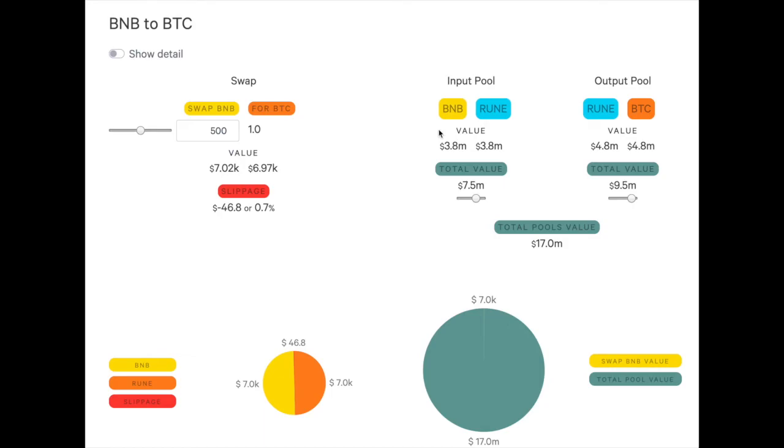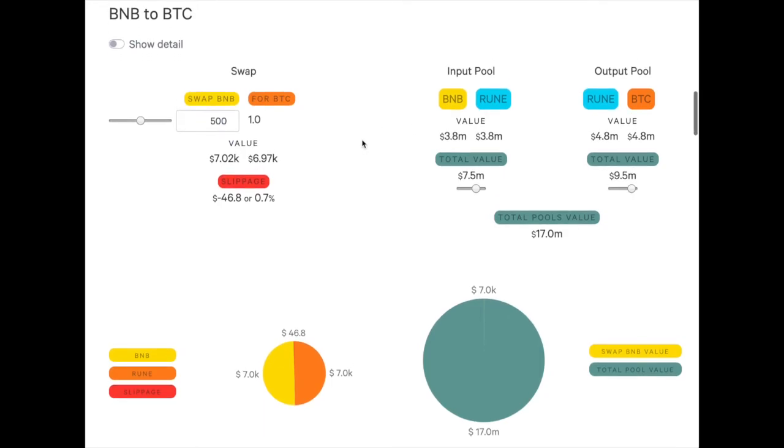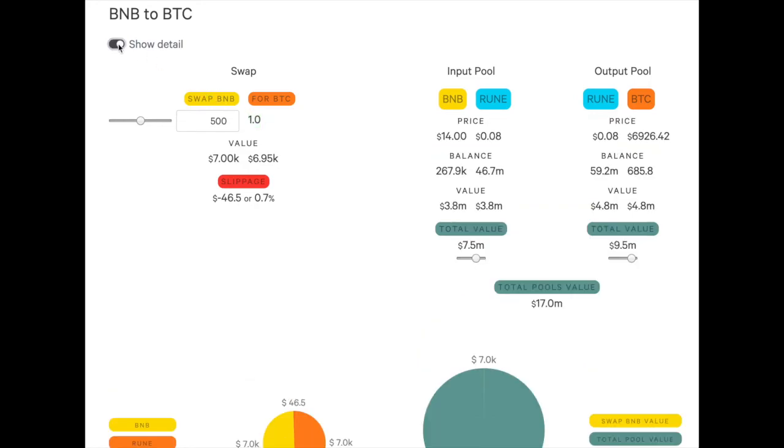So let's run through another example, and you can see how this one works in relation. So we're swapping in 500 BNB again, and this time we're receiving 1 BTC. That's $7,000 in BNB and $6.95 thousand in Bitcoin. Again, just to show you how that's calculated, that is 500 times 14 for the value coming in, and 1 times 6.9 thousand roughly for the value going out.